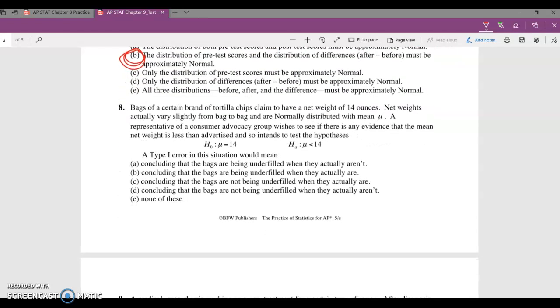Bags of a certain brand of tortilla chips claim to have a net weight of 14 ounces. That's the claim, the null. Net weights actually vary slightly from bag to bag and are normally distributed with a mean mu. A representative of a consumer advocacy group wishes to see if there's any evidence that the mean net weight is less than advertised, so intends to test these hypotheses. A type 1 error in this situation. So type 1, reject a true null, would mean rejecting the null in favor of the alternative, so concluding that the bags are underfilled when they're not underfilled. We got it, first try.